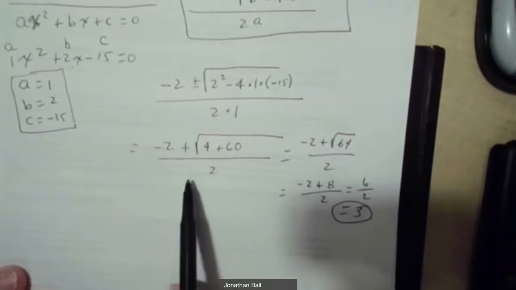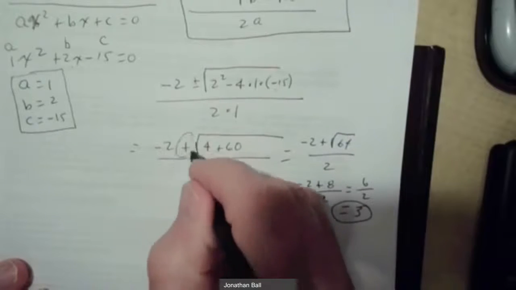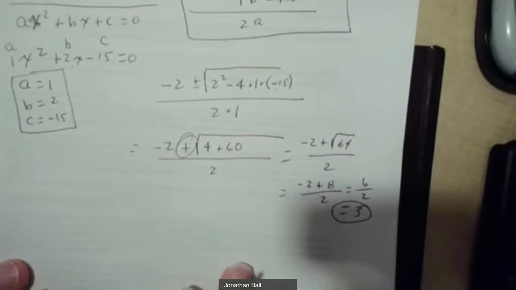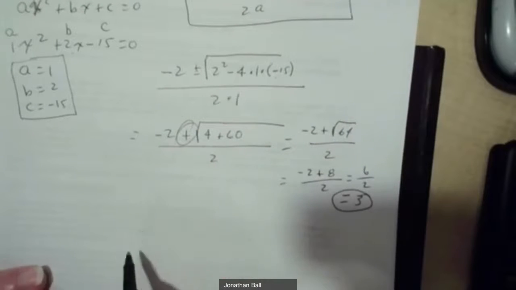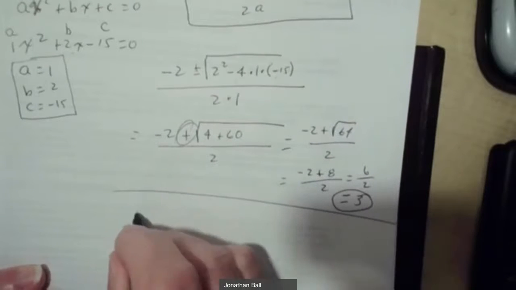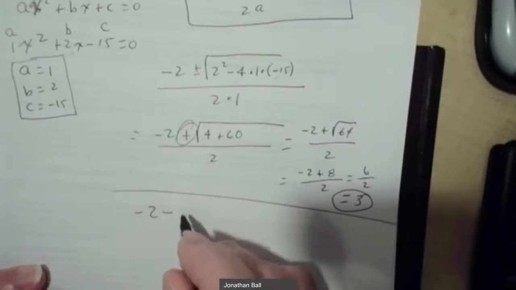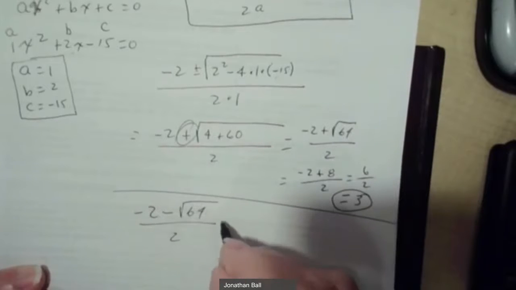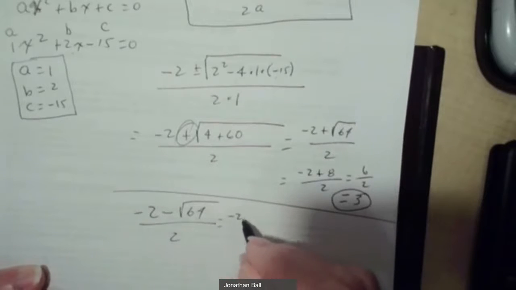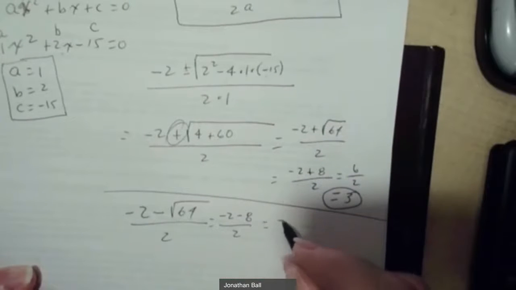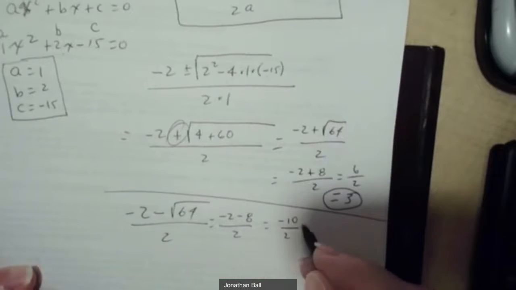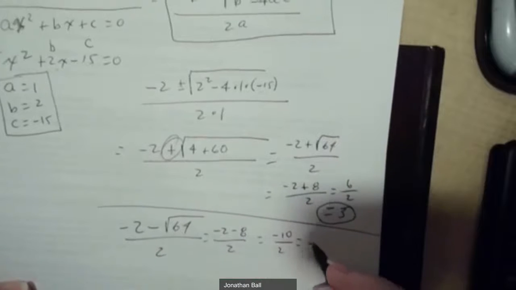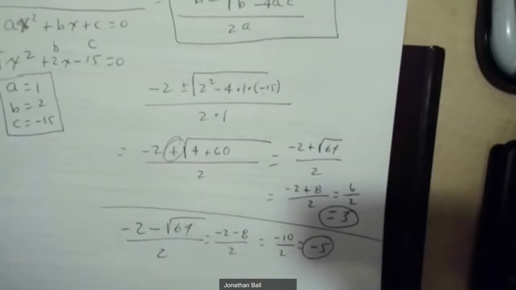Now we have the same thing. The only difference is instead of plus, there we have a minus. So we have negative 2 minus the square root of 64 all over 2. So this equals negative 2 minus 8 over 2, which is negative 10 over 2, which is negative 5.